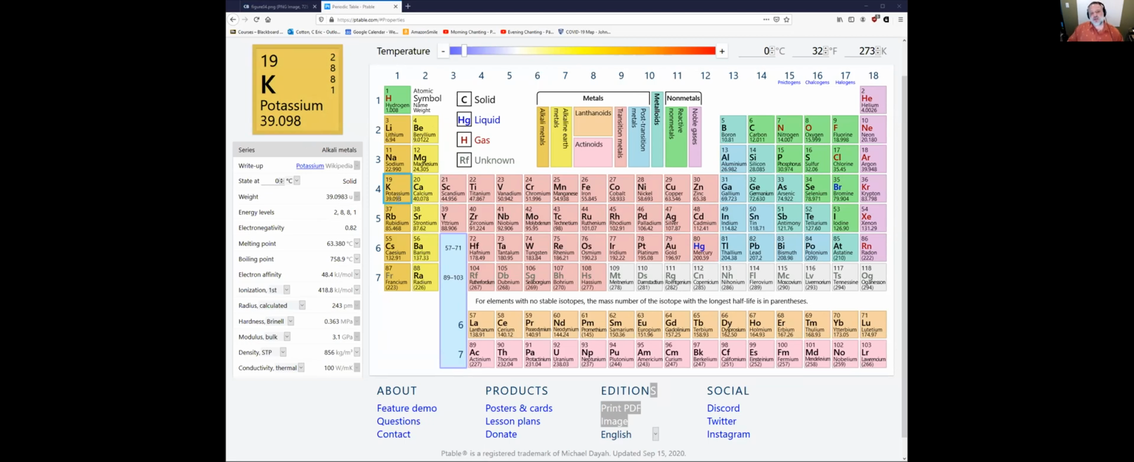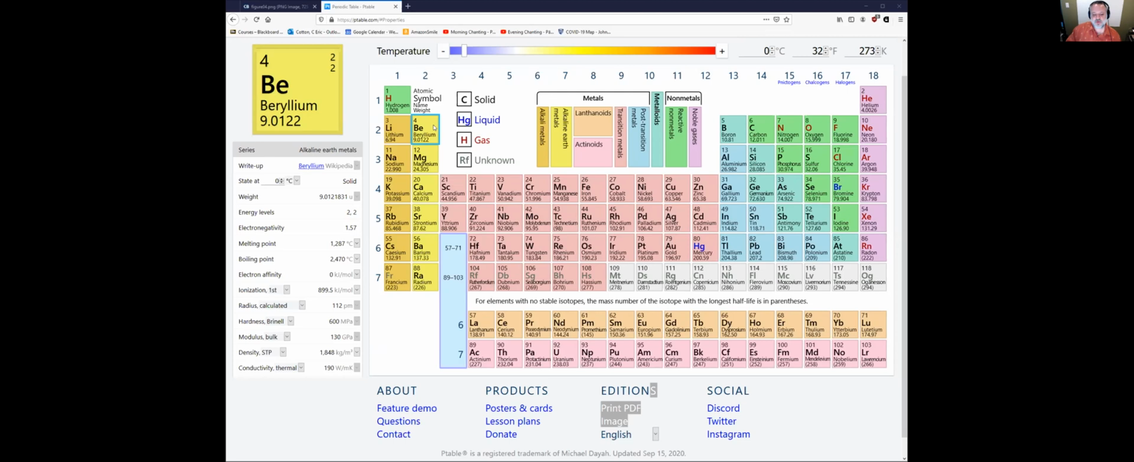What I expect you to be able to do is that if I present you with the symbol for potassium, which is K, and then ask you to write the name, you should be able to write potassium. Conversely, if I write down the word beryllium and say, write the symbol, I expect you to be able to write Be.